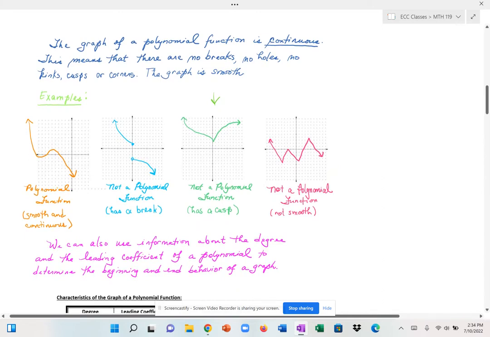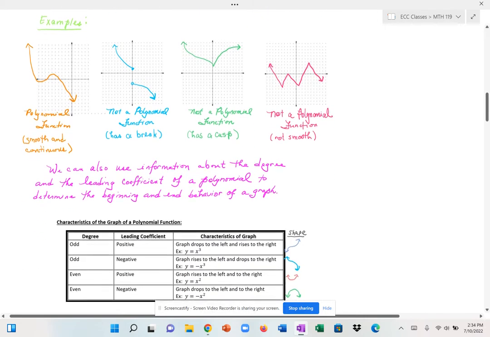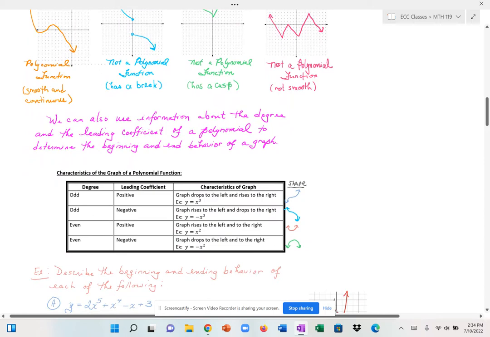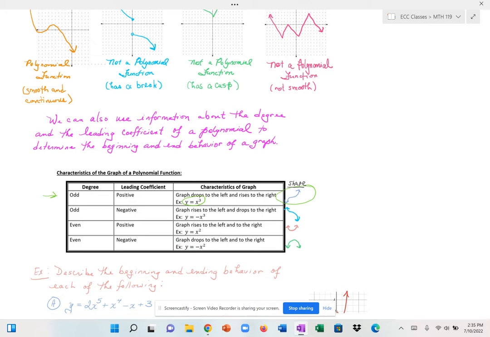Like I mentioned earlier, determining the degree and the leading coefficient will allow you to identify some behavior about the graph, specifically the beginning and ending behavior of a graph. In this chart, it's summarized for you. If your degree is odd and your leading coefficient is positive, like this one, a third degree polynomial with a leading coefficient of +1, then your graph is going to drop to the left and rise to the right. So this is what an odd degree and a positive leading coefficient looks like at the beginning and at the end.